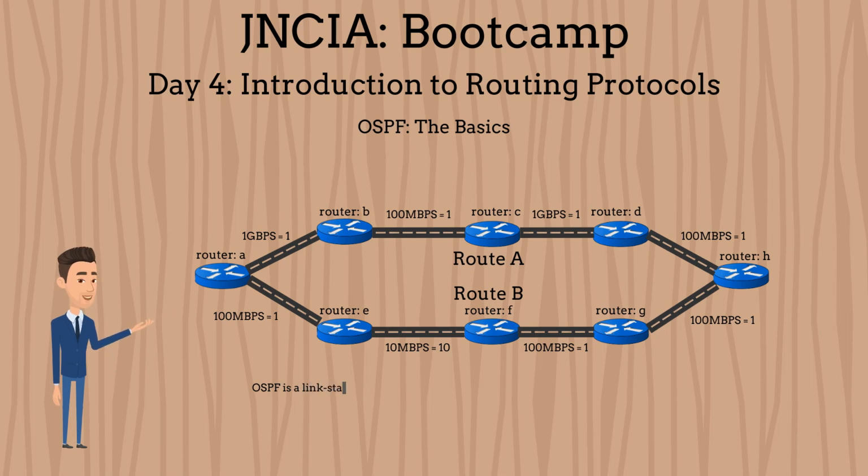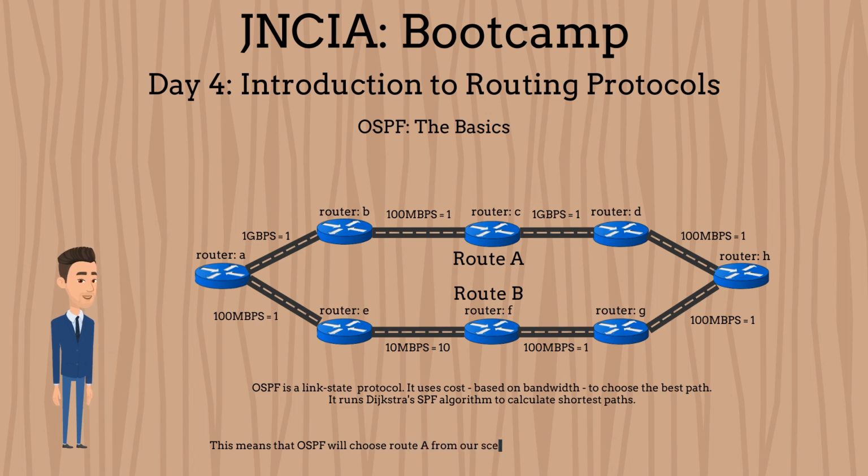OSPF is a link state protocol. It uses, as we've seen, cost, which is based on bandwidth, to choose the best path. And it runs an algorithm called Dijkstra's SPF, and that stands for shortest path first. And it calculates, well, the shortest path. This means that OSPF will choose route A from our scenario above, as it will choose the lowest cost path.